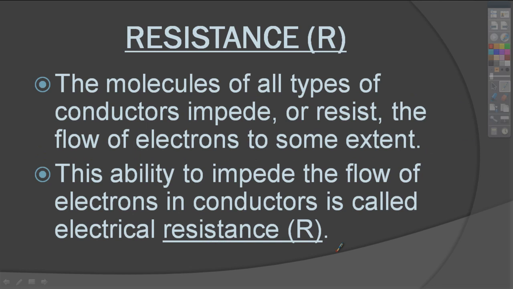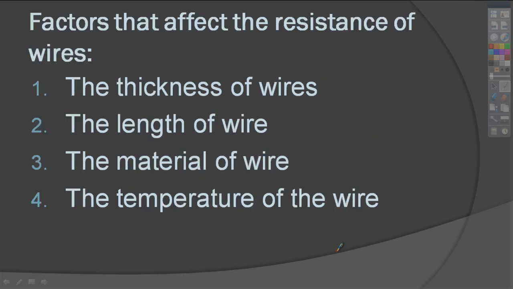And resistance. Molecules of all types of conductors impede or resist or slow down the flow of electrons to some extent. The ability to impede the flow of electrons in conductors is called electrical resistance, simplified by R, and its units are ohms. Factors that affect the resistance of wires: the thickness of the wire, the length of the wire, the material the wire is made of, and the temperature of the wire.